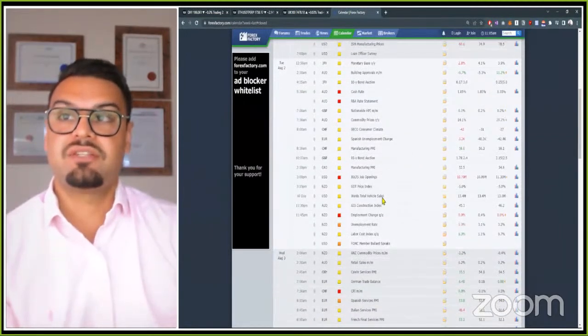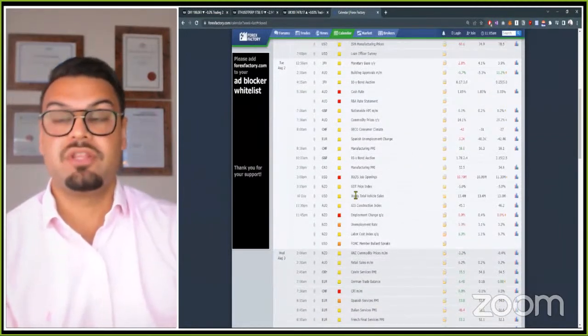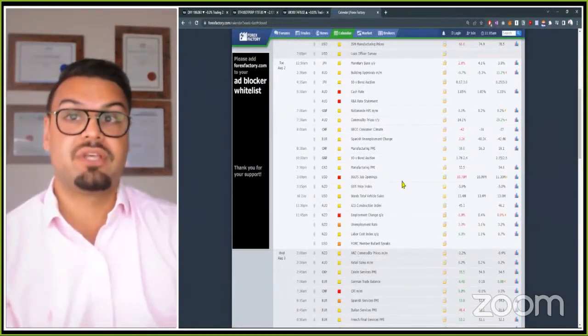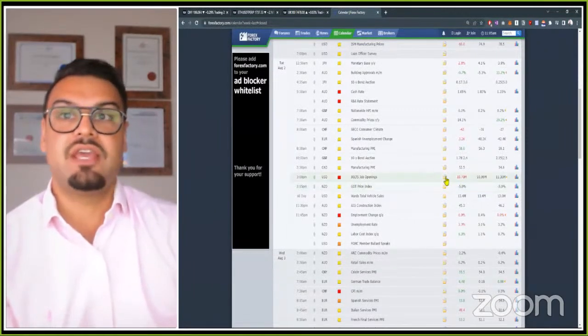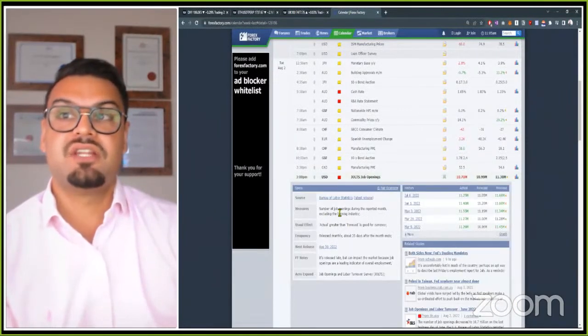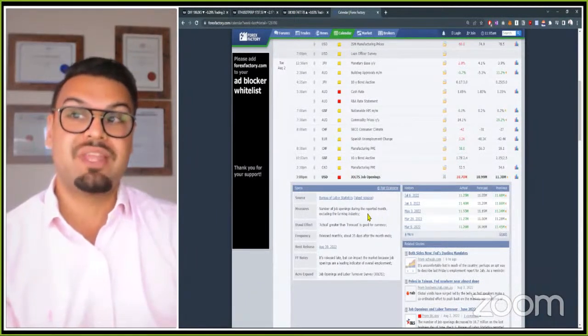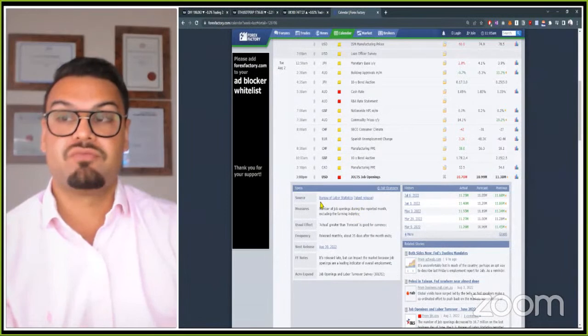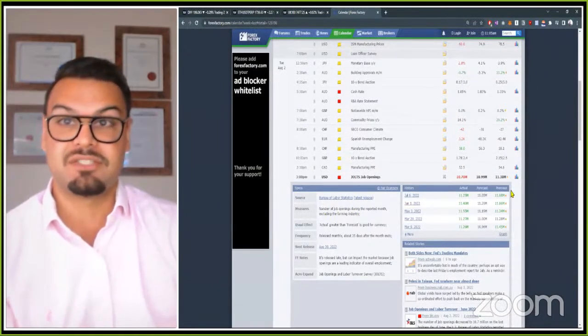In addition to that, on Tuesday afternoon in the US session, we had the job openings. This came in at a lower amount. As you can see over here, this is the number of job openings during the reporting month. It excludes the farming industry, and it's reported by the Bureau of Labor Statistics.